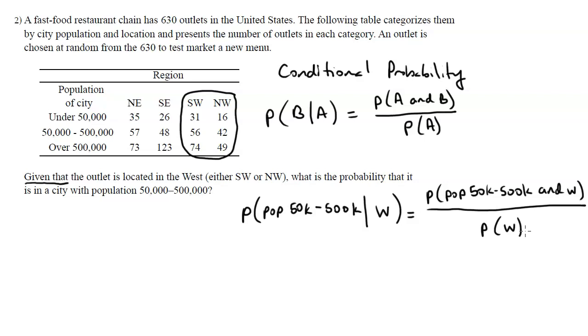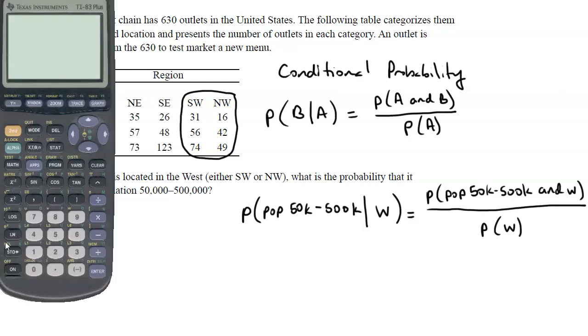Now we can do this intuitively, or we can do it with the formula. It depends on what approach you like. I'll do it intuitively and then we'll finish the formula. So given that the outlet is located in the west, given that it's somewhere here, it can't be in the east because we're saying given we know it's in the west. So out of all of these outlets that are located in the west, how many of them? Out of, let's add them up.